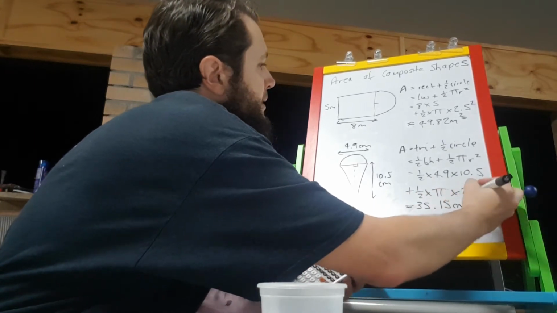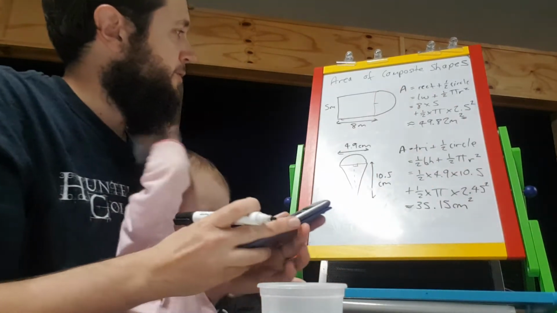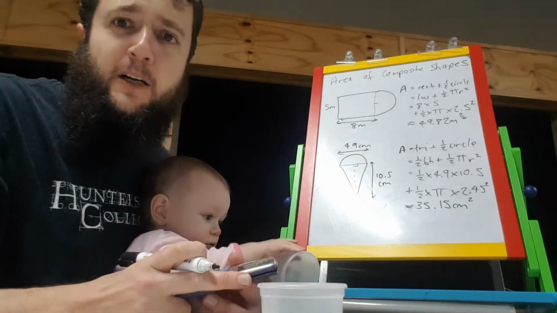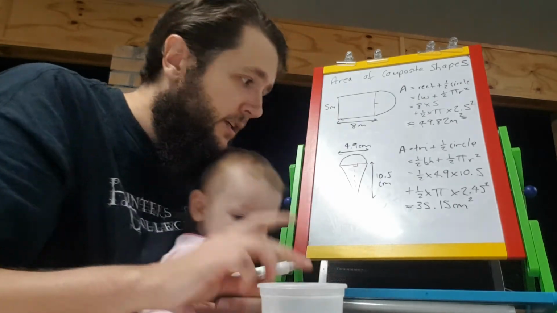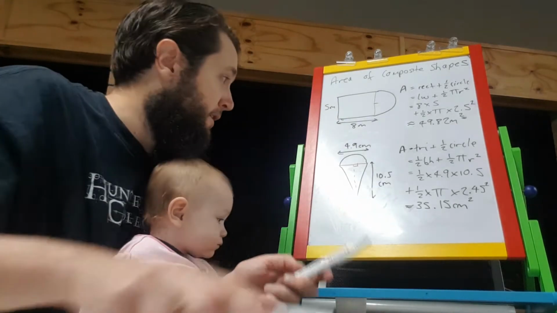35.15 centimetres squared. So there we go, we found the area of the ice cream. Oh no, you've only got one left now.